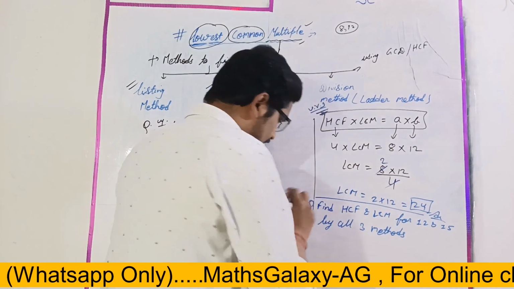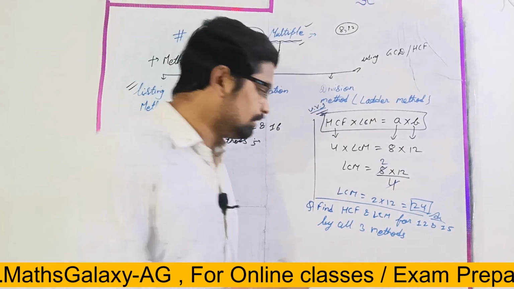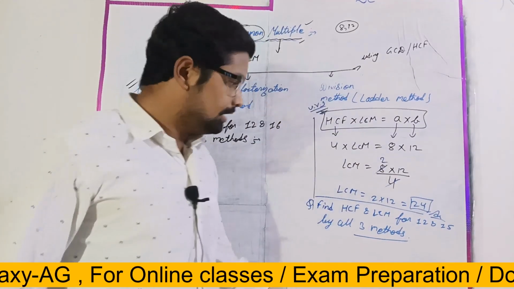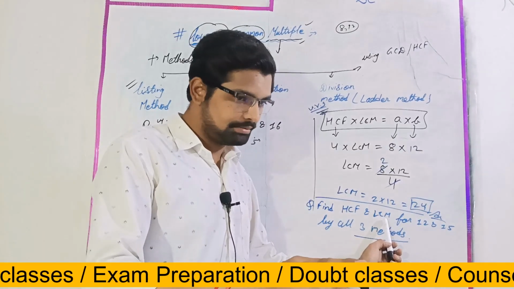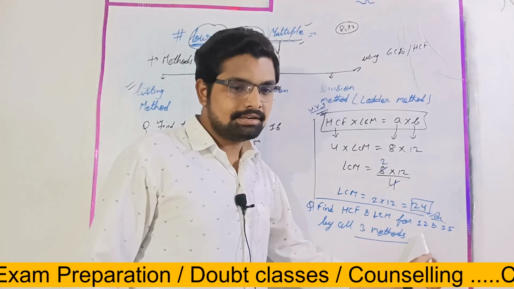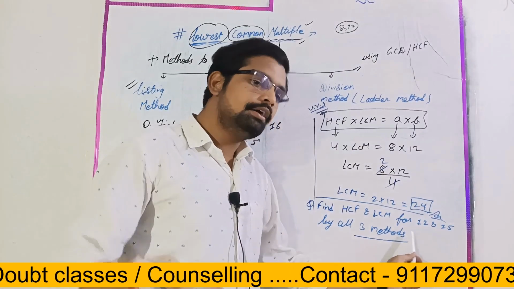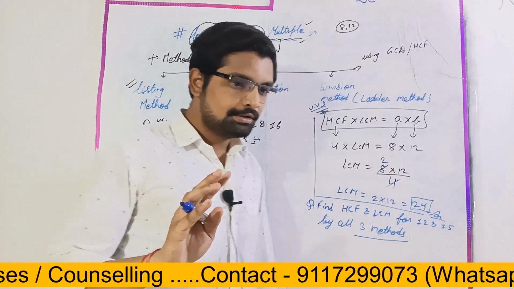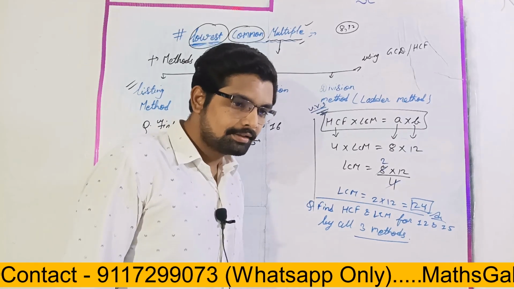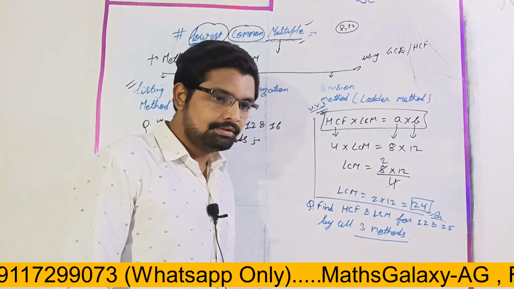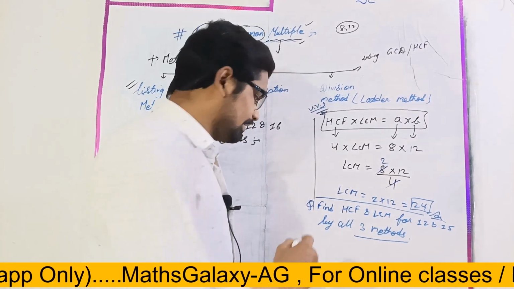Okay. Find the HCF and LCM for 12 and 15 by all three methods. In HCF we learned three different methods. In LCM we learned three different methods, right? You have to find the HCF of these two numbers by all three methods and find the LCM by all three methods. So it will be a total of 6, HCF and LCM both. You have to do it in homework.